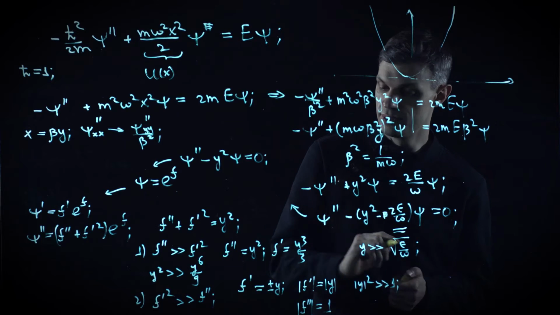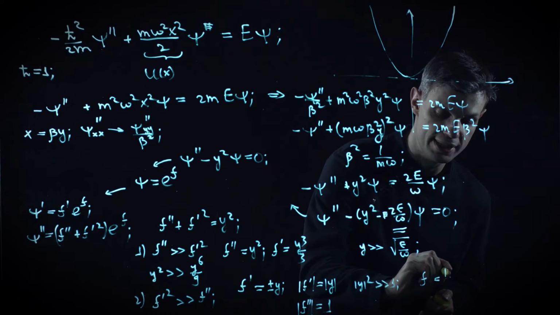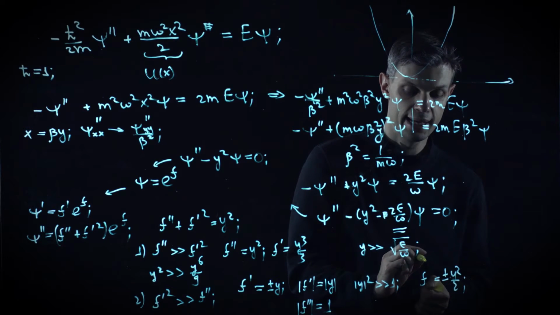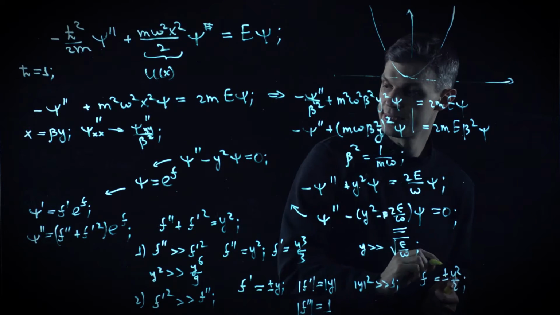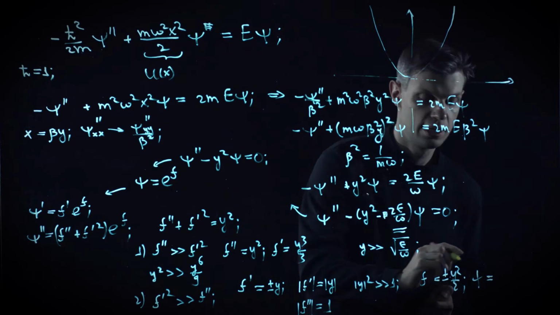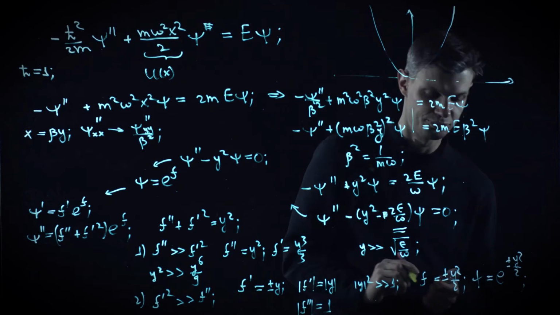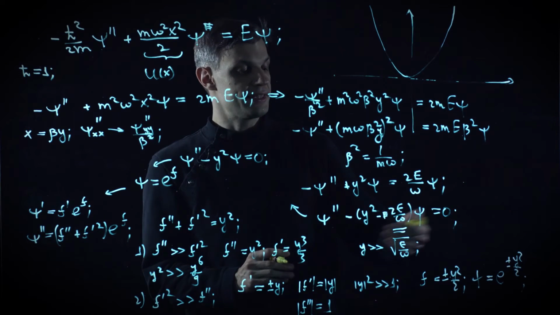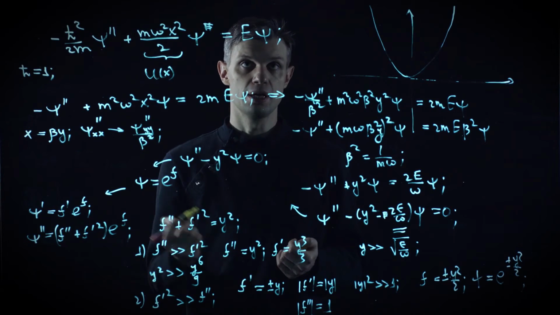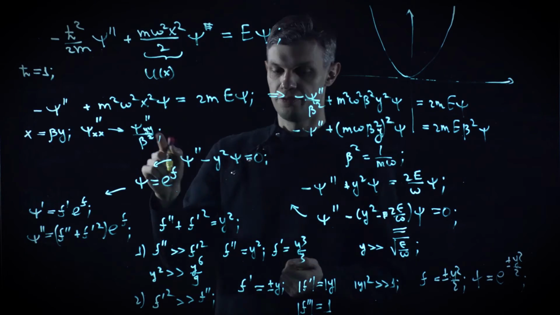So f prime equals plus minus y, and f equals plus minus y squared over 2. And our asymptotic solution becomes psi equals e to plus minus y squared over 2. All right. So which of these asymptotic solutions to choose? And actually, why were we so interested in this? Well, the idea now is to seek the exact solution of our differential equation.